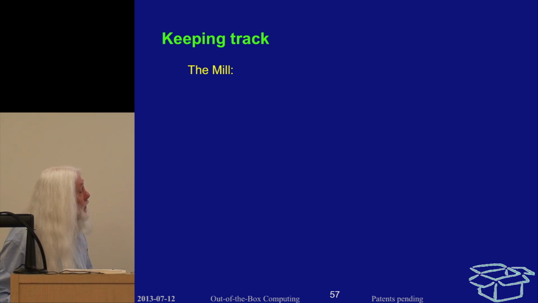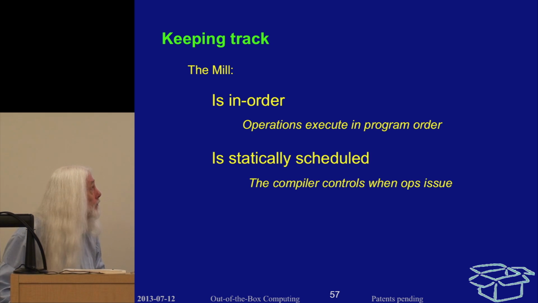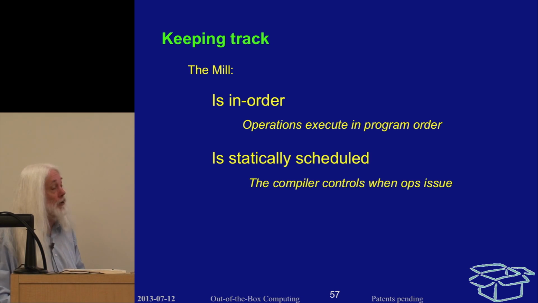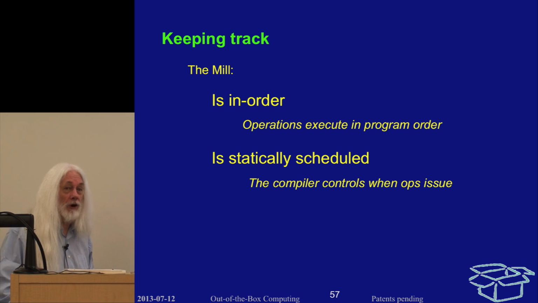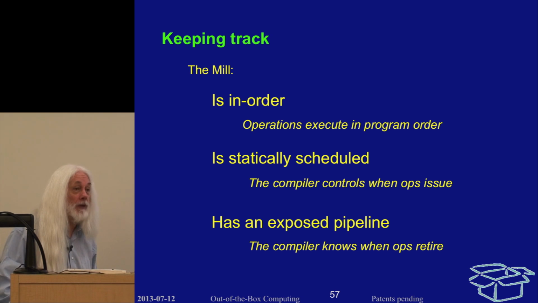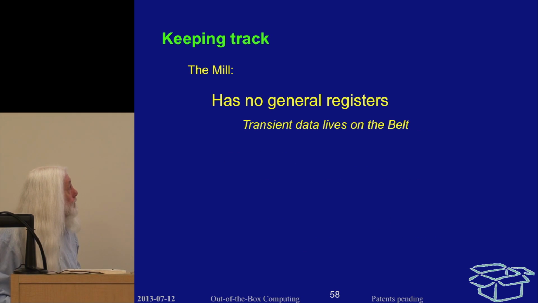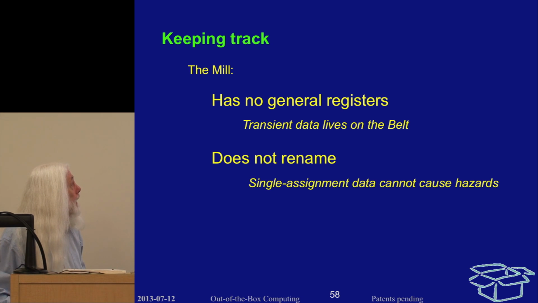So, keeping track of all this, the Mill is in order, operations execute in program order. It's statically scheduled. The compiler controls when operations issue, not the hardware deciding when to do things out of order. It has an exposed pipeline, so because the compiler knows when it issued it, the compiler also knows when it's going to retire. There are no general registers. Transient data lives on the belt. It does not do rename, because all the values on the belt are static single assignment. They cannot cause hazards, so rename is unnecessary.